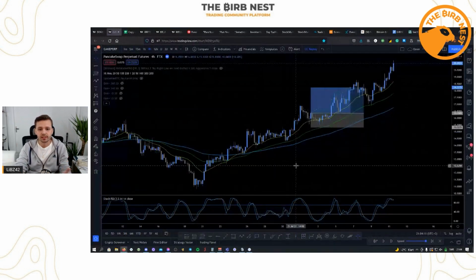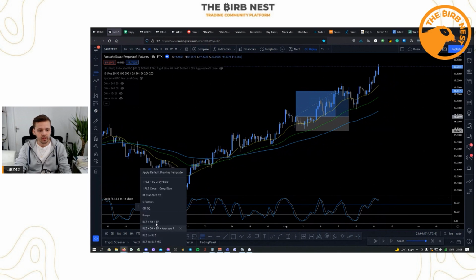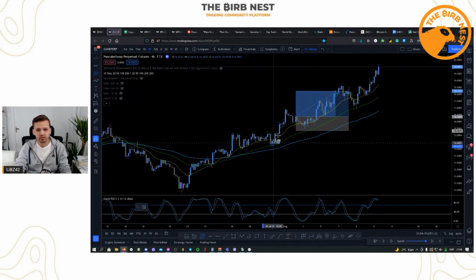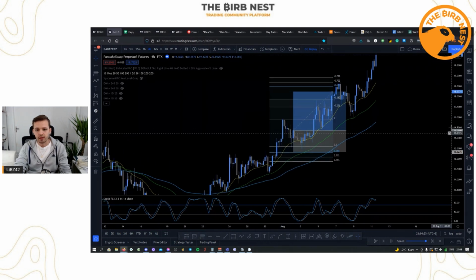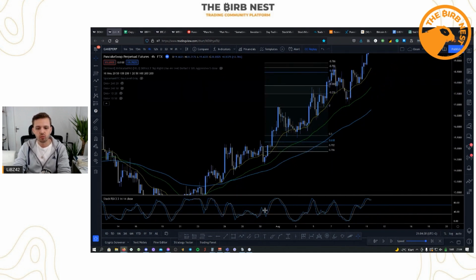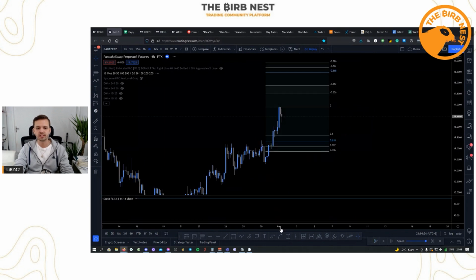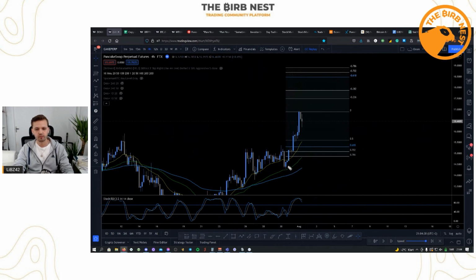Also, something that I like doing is adding the reload zone or the fib tool. I'm using the fib tool to look for specific levels. And here, for example, I'm using the 50% and the 618 as my main point of interest. So if we're going along, let's say, on this retrace, we got the fib tool from this low to that high.